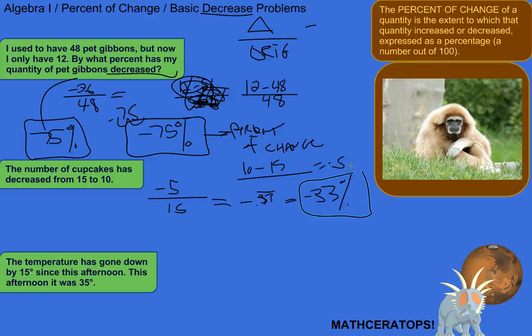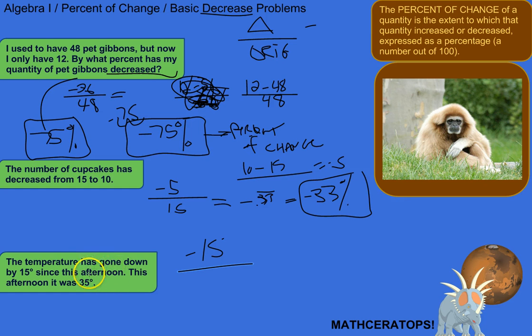So if the question is neutral, I don't know if it's increase or decrease, I would say that it changed by negative 33%. If I want to say it's decreased, I would say the number of cupcakes has decreased by 33%. All right, last one. Then you're home free. The temperature has gone down by 15 degrees since this afternoon. So what's the change? Negative 15 degrees.